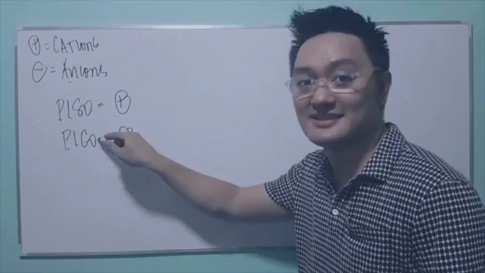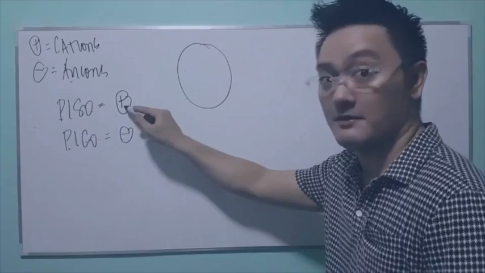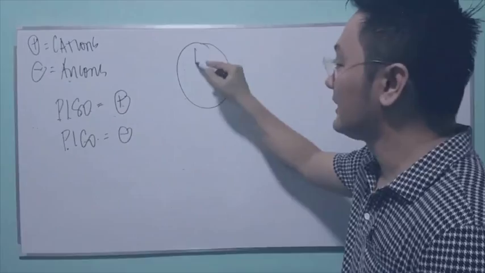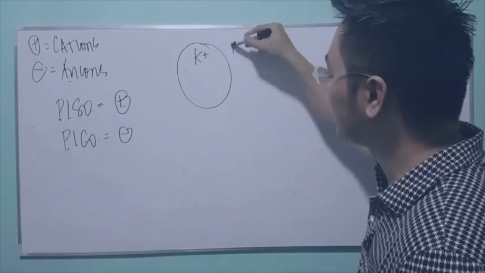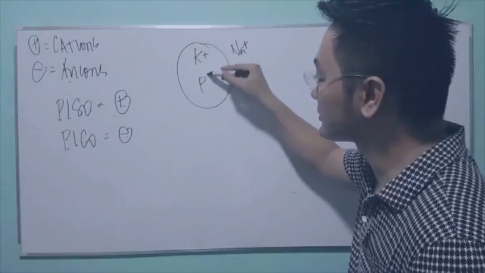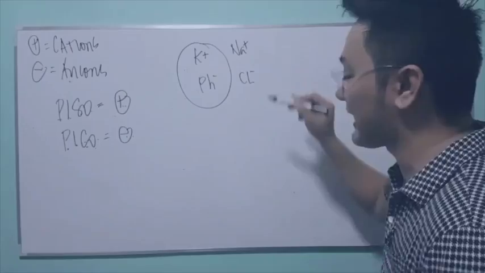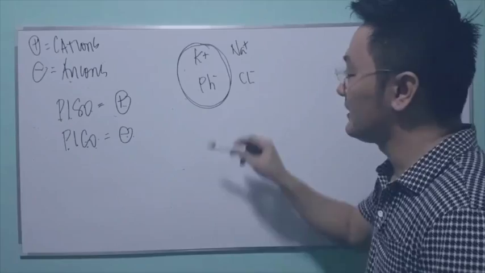Now look, if this is your cell, the most abundant cation, remember cation is positively charged, the most abundant cation inside the cell is your potassium. The most abundant cation outside the cell is your sodium. The most abundant anion inside the cell is your phosphate. The most abundant anion outside the cell is your chloride. In short, potassium inside the cell, cation. Phosphate inside the cell, anion.